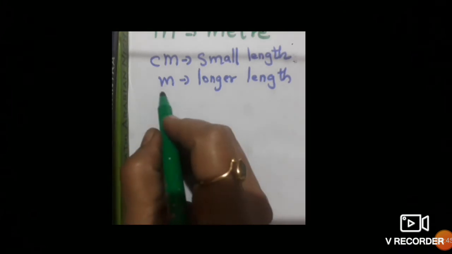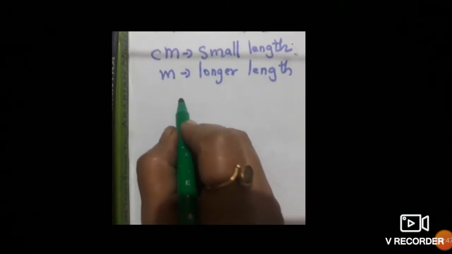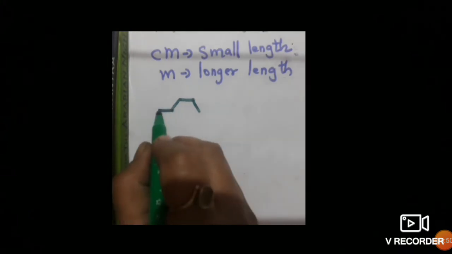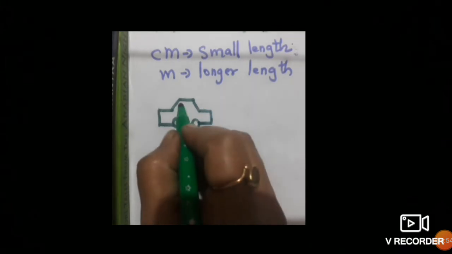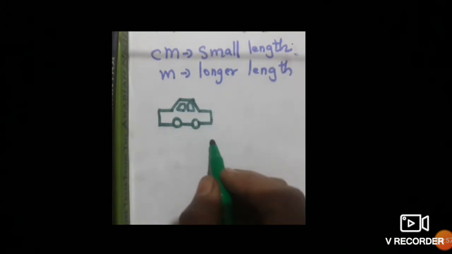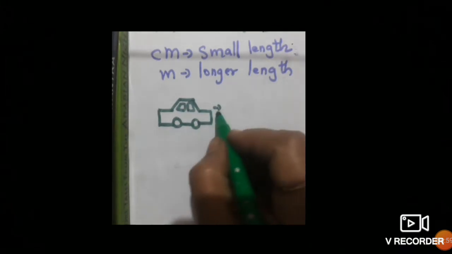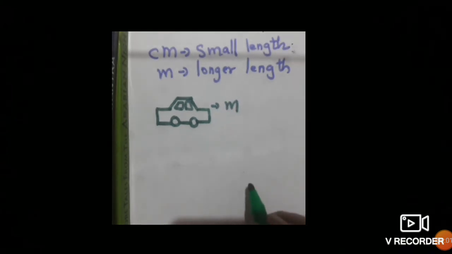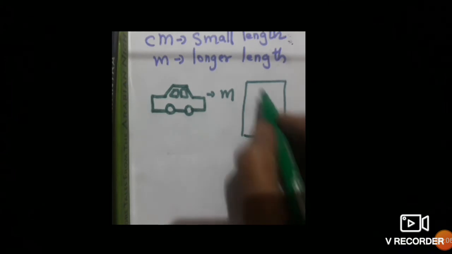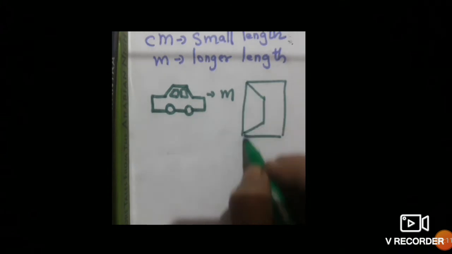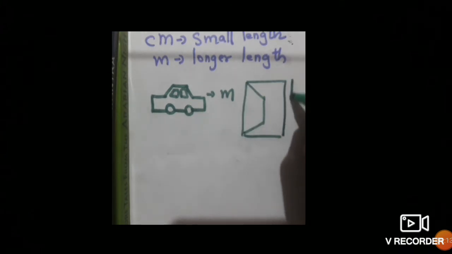Okay, now we'll talk about the meter. Meter means, see what I'm drawing. Car is big, है ना? For measuring the car we are going to use meter. For example, this is a door or a wall. I'll make a door. Okay, now you have to measure the door. Suppose you are measuring this way.